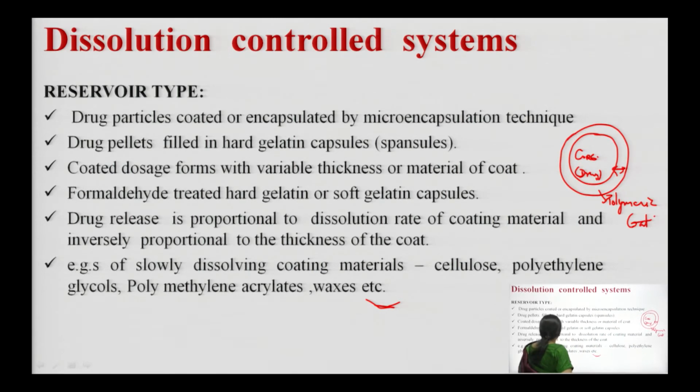So, the drug release, as I said, is proportional to the dissolution rate of the coating material, and it is inversely proportional to the thickness of the coat. Examples of some slowly dissolving coating materials are cellulose, polyethylene glycols, polymethacrylates and waxes.